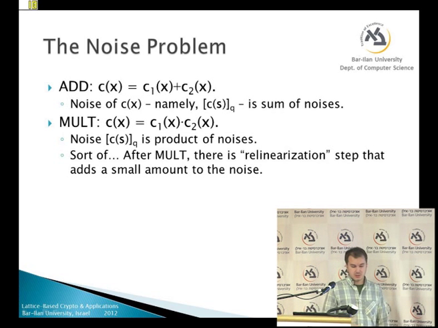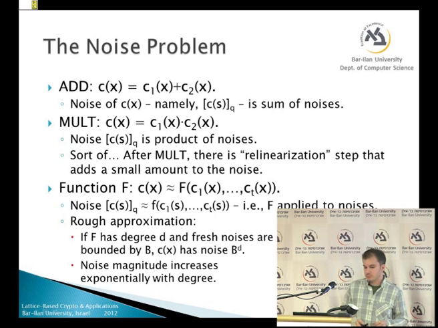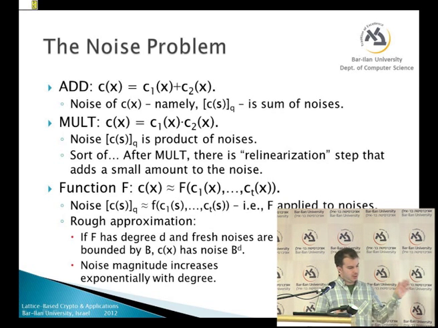It's not quite true because in the BV scheme, after we do a multiplication, we do the relinearization step, which adds a little more noise, but something comparatively small. So we really care about the multiplication effect, not the additions. Multiplications increase the noise faster. In general, when we're computing some polynomial f over a bunch of ciphertexts, the noise grows like the function applied to the noises of the ciphertexts. If we're evaluating a degree-d polynomial and take as input fresh ciphertexts with small noise bounded by b, then the output ciphertext will have noise something like b to the d. So it increases exponentially in the degree.